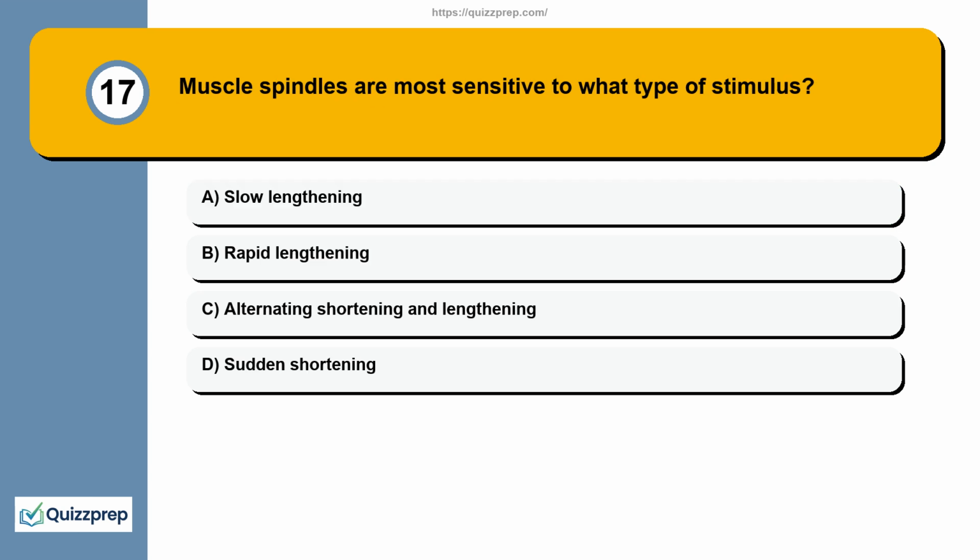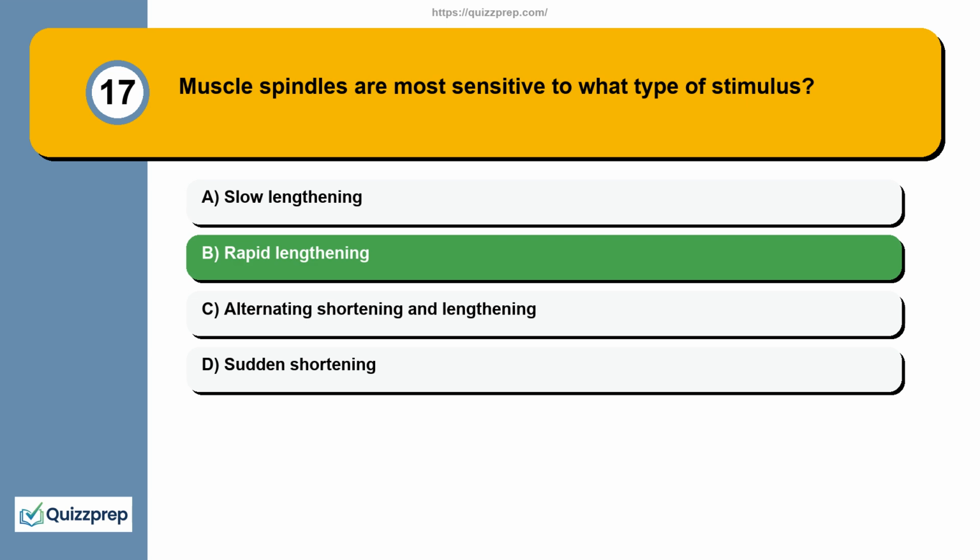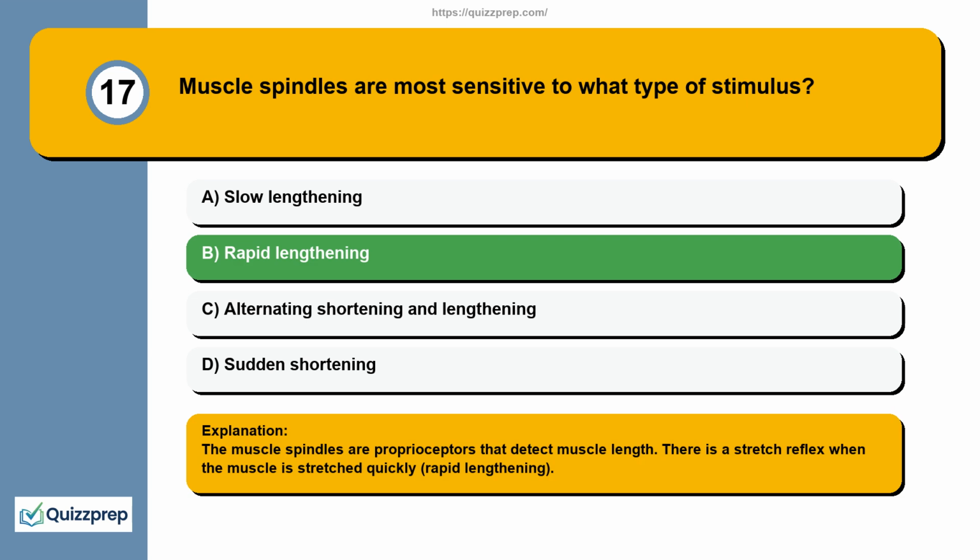Question 17. Muscle spindles are most sensitive to what type of stimulus? Slow lengthening, rapid lengthening, alternating shortening and lengthening, sudden shortening. The muscle spindles are proprioceptors that detect muscle length. There is a stretch reflex when the muscle is stretched quickly, rapid lengthening.